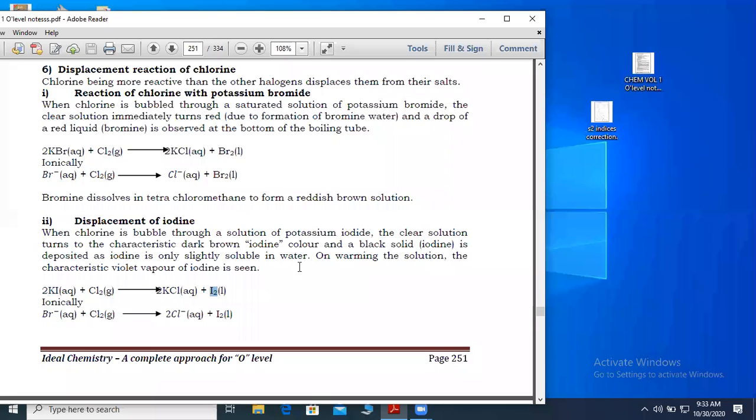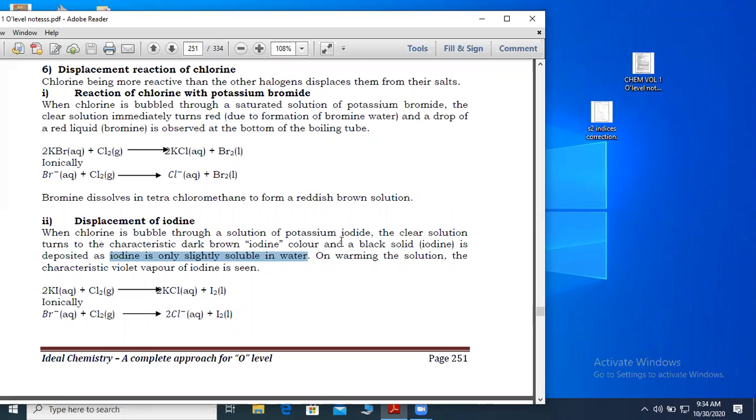So when we ask you for what is observed, the colorless solution turns to dark brown. And what is dark brown? That is iodine. And after some time, the black solid of iodine is deposited, because iodine is slightly soluble in water. So after some time, you will see a black solid settling at the bottom.